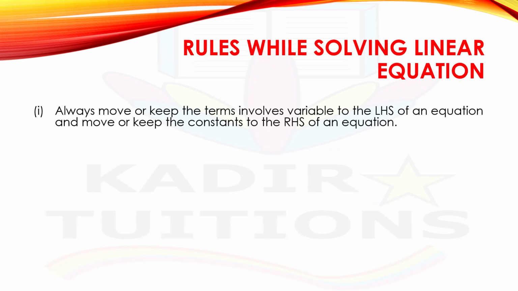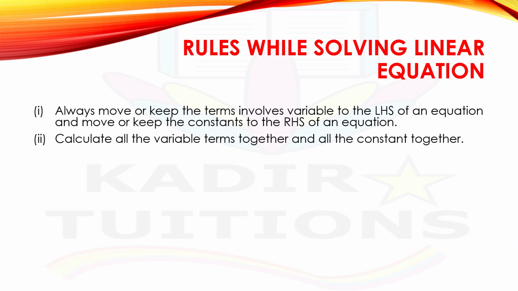We'll see the rules while solving a linear equation. The first rule: if you have more than one variable term, just move all the variable terms to the LHS and move all the constant terms to the RHS. And then calculate all the variable terms, which means you are going to merge all the variable terms together as a single term and club all the constant terms together as a single term.